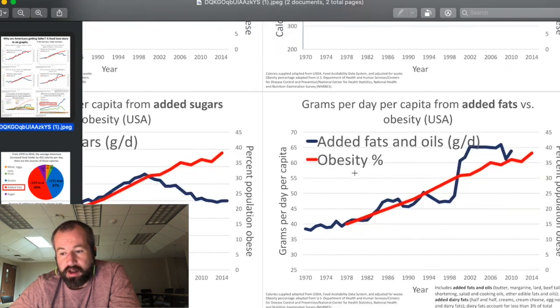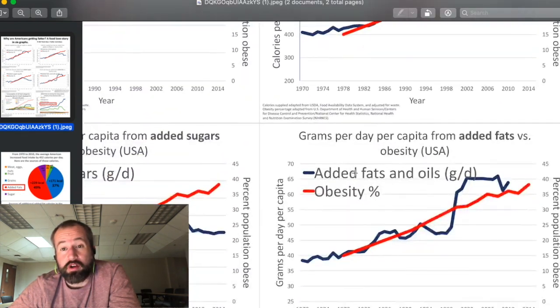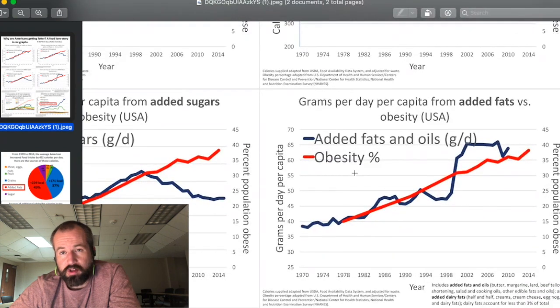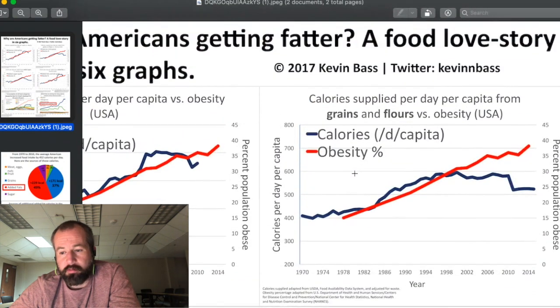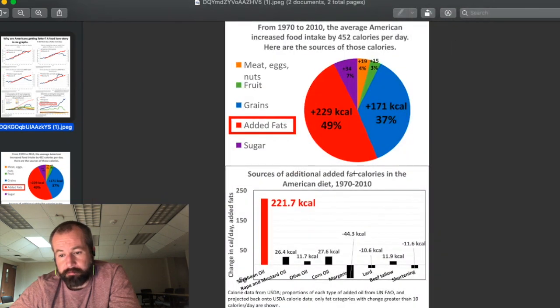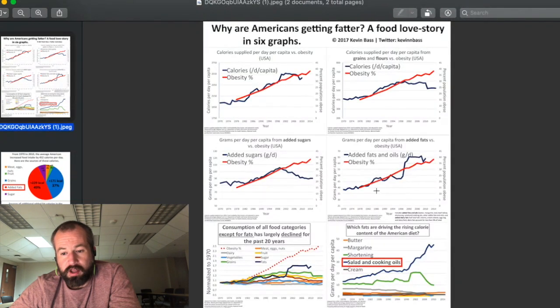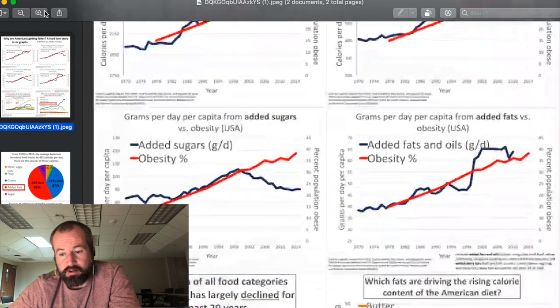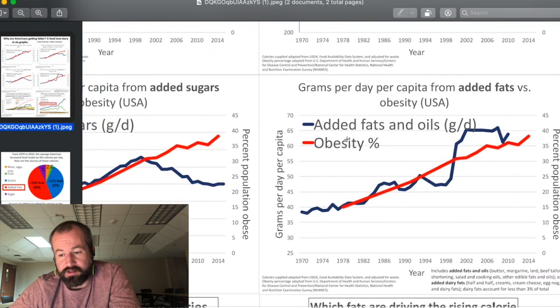Let's look now at added fats. Now, we saw calories went up, right? But what's the calories coming from? It's not coming from grains and flours, and it's not coming from added sugars. Where's the calories coming from? So, as we can see, the calories seem to be coming from added fats and oils.